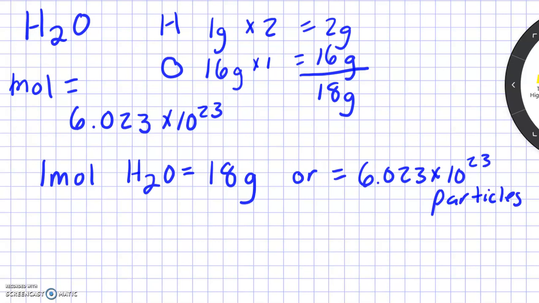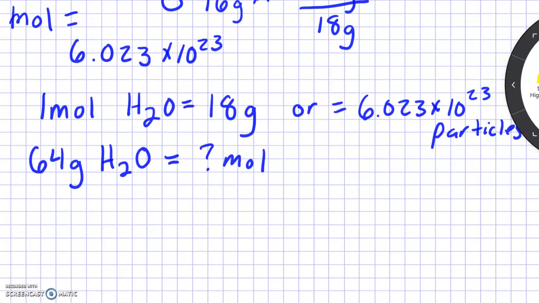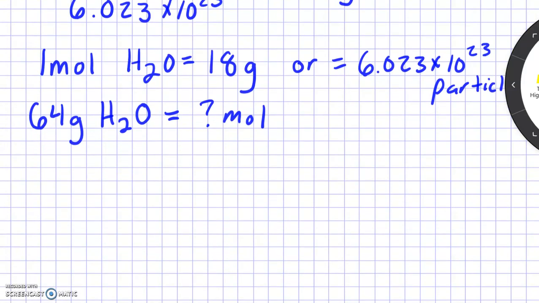So I know that the molecular mass of water is 18 grams. But what if I want to know how many moles? And I know that that's 1 mole. 18 grams is 1 mole. But what if I want to know, I don't know, let's say I have 64 grams of water. And I want to know how many moles. So we're going to get into our ratios here.